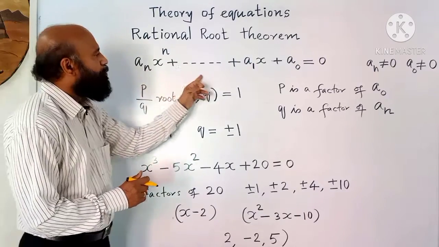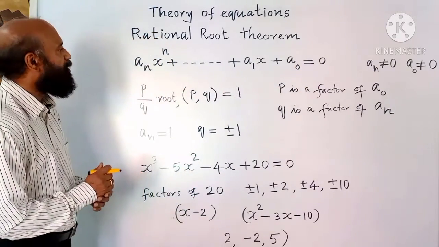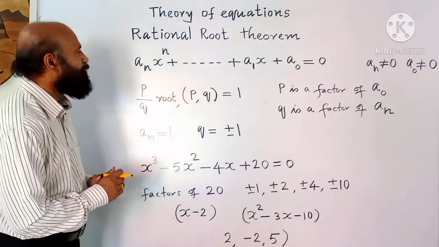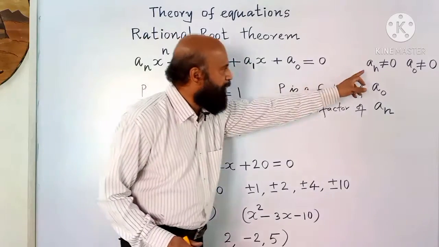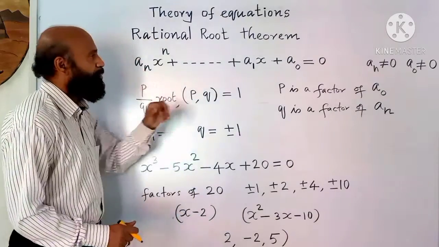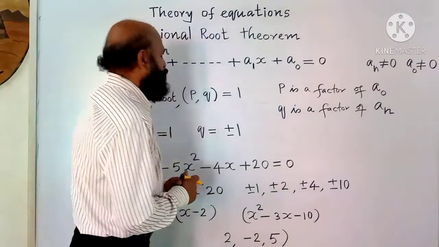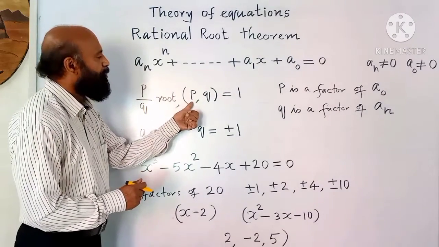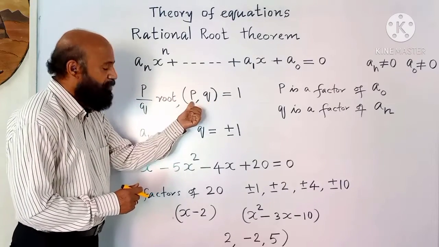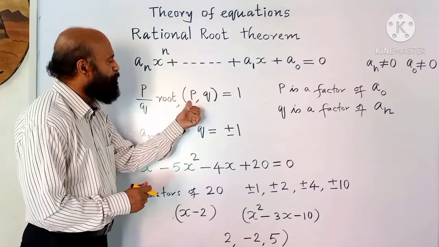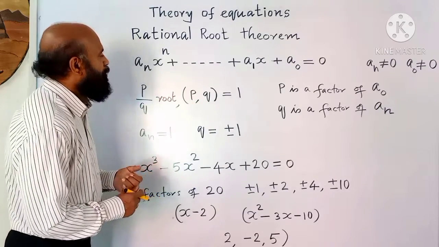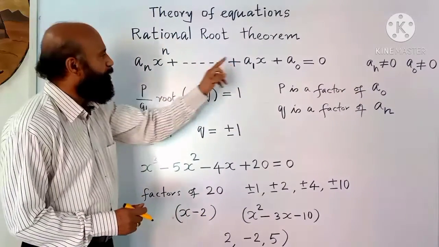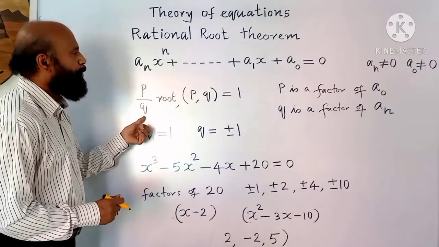This is a polynomial equation with integer coefficients. That means an, a1, all are integers. Coefficients are integers with an not equal to 0, a0 also not equal to 0. Then if p by q is a root such that pq is equal to 1, that means here the greatest common divisor of p and q is 1. Then p should be a factor of a0. Q should be a factor of an.